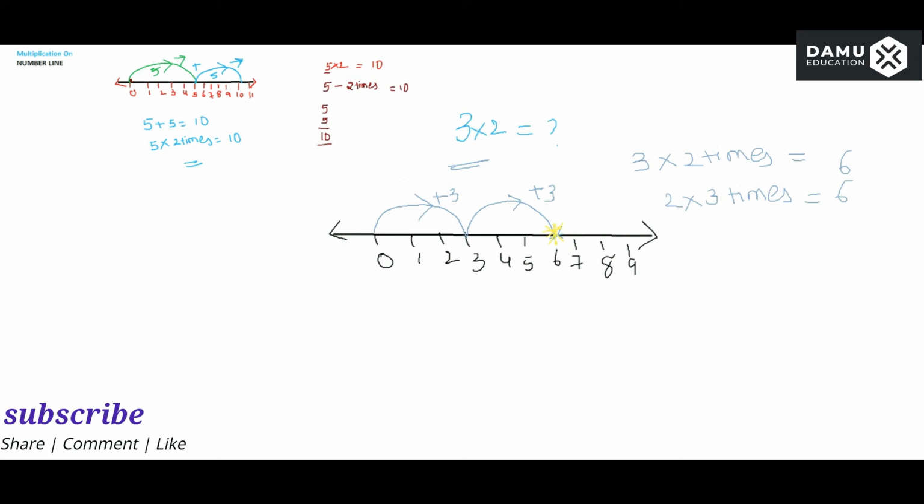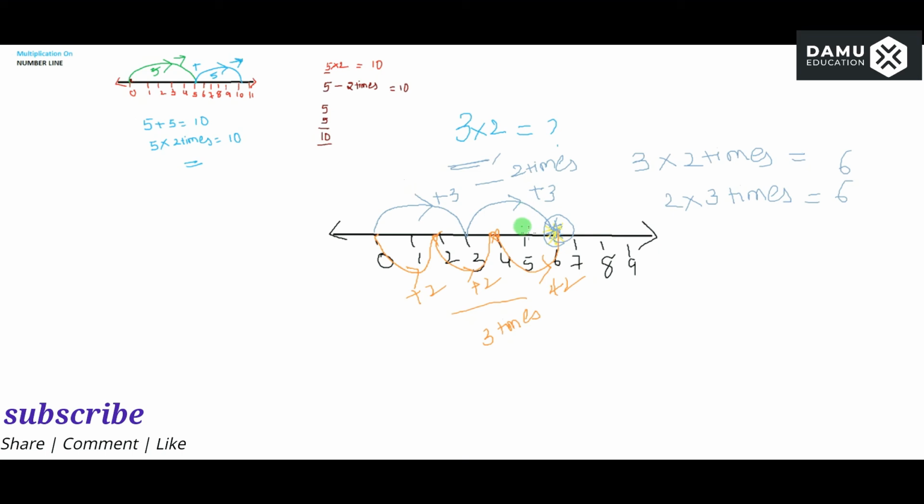Then another method is, from 0 we have to go 2 units in the right direction, then one more 2 units, that is here 4. So plus 2, then from 4 again plus 2. So here how many times are we going? 3 times 2 went. Here how many times? So here 2 times. Here 2 times, here 3 times. Finally, ultimately what we are getting is 6.